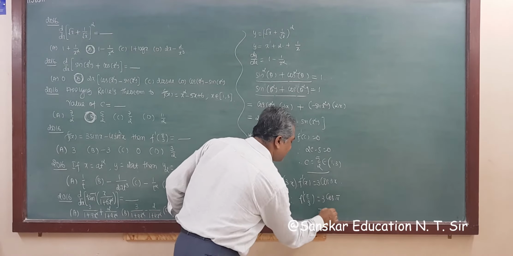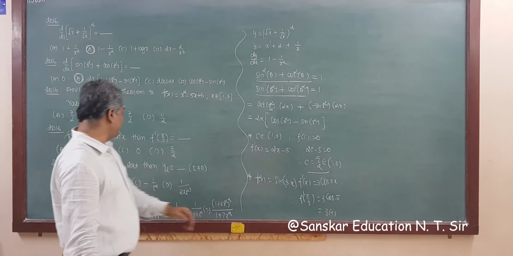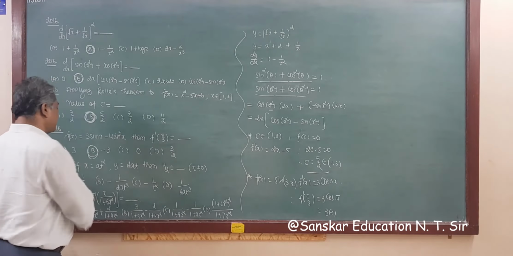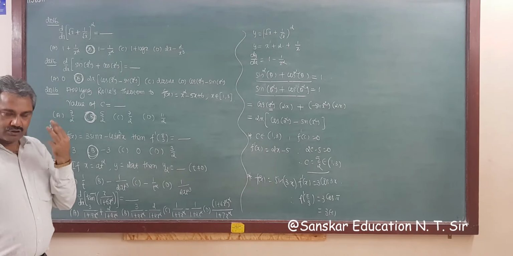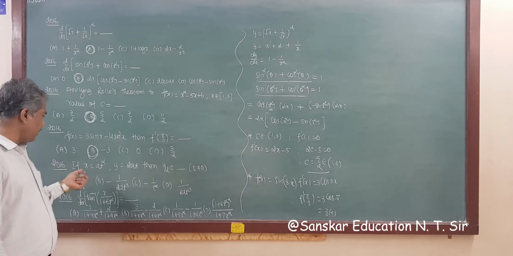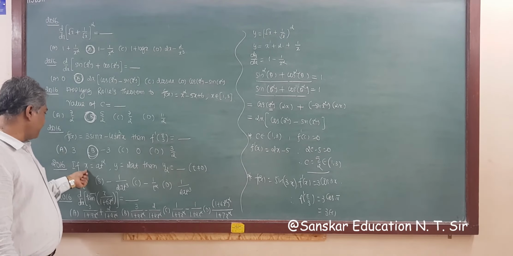So the answer is 3 into minus 1, that is minus 3. That is, option B is your correct answer. Then this was the example for 2 marks, asked in the exam for 2 marks.